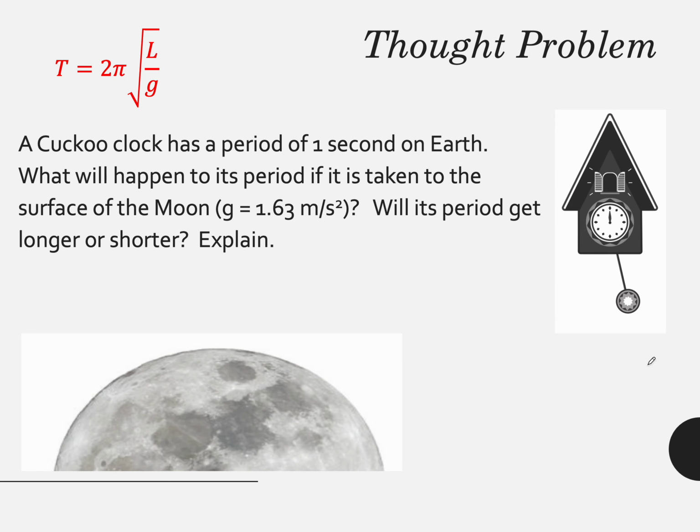Now a thought problem. What if you took a cuckoo clock that has a period of 1 second on Earth? What'll happen to its period if you take it to the surface of the moon? You're like, oh, cuckoo clocks don't work on the moon. Actually, the pendulum will still swing. You won't hear the cuckoo actually make the cuckoo sound, but it'll actually still work. What'll happen to its period?